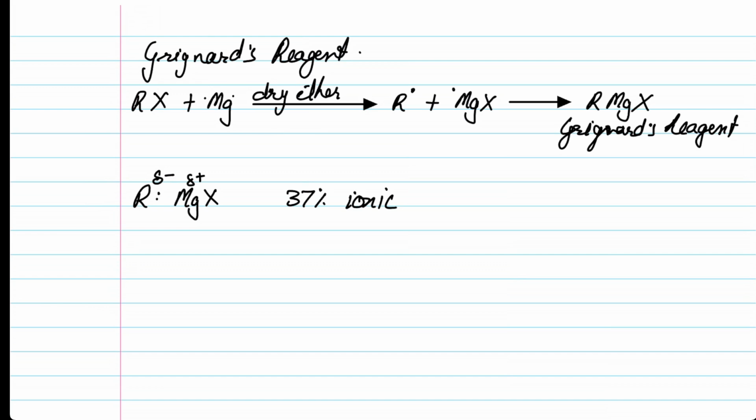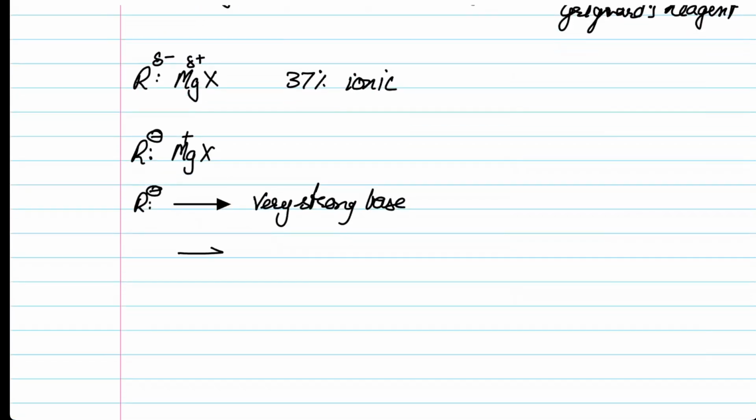But when we talk about the organic compounds, even 37% ionic character is a significant amount which can allow us to consider the Grignard reagent as ionic. So most often, whenever we write Grignard reagent, we write it as R minus with MgX plus. Considering R minus, R minus is the reactive species in this particular reaction. R minus is a very strong base, and very obviously it is a very strong nucleophile as well.